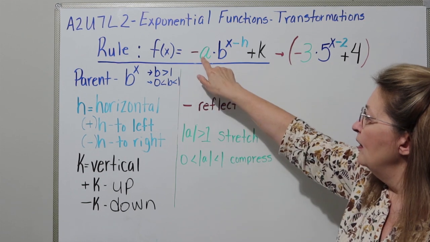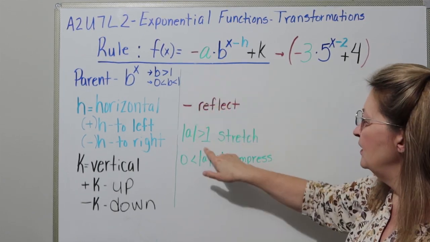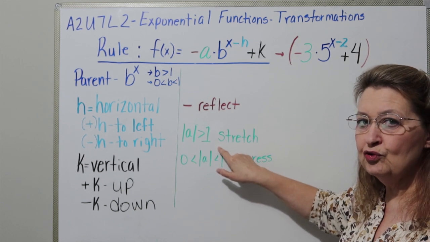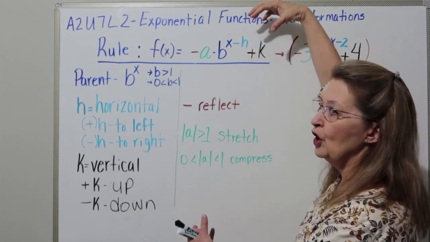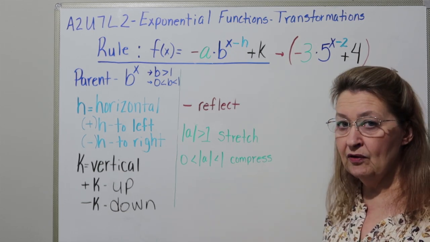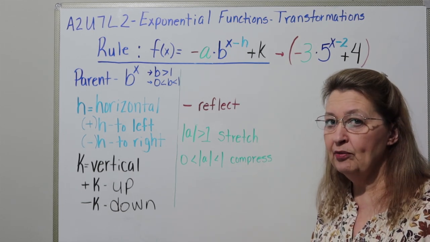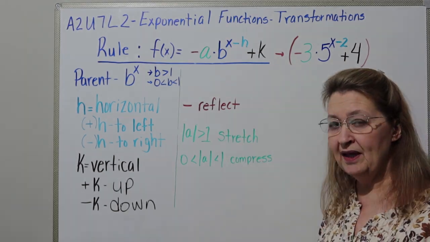All right, the absolute value of this number, if it is greater than 1, you get a stretch. And that means whatever your parent graph was, it's going to stretch it up and make it skinnier. If it is between 0 and 1, a proper fraction, it's going to compress it. So that's going to push it down and make it fatter.